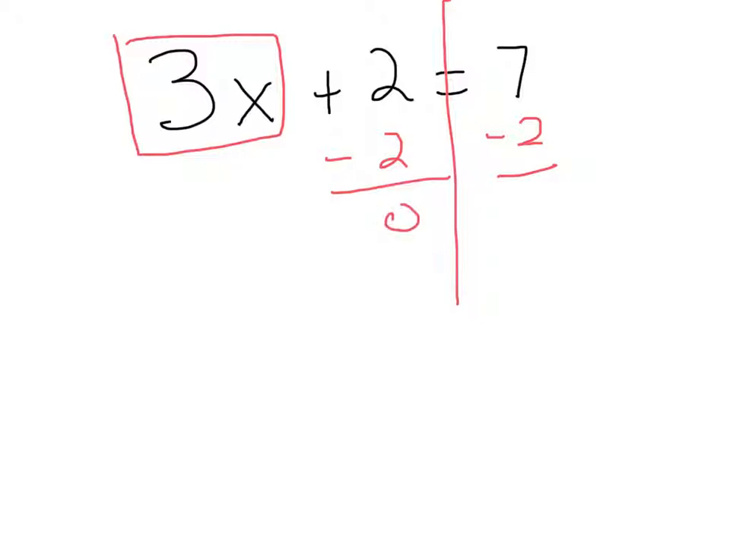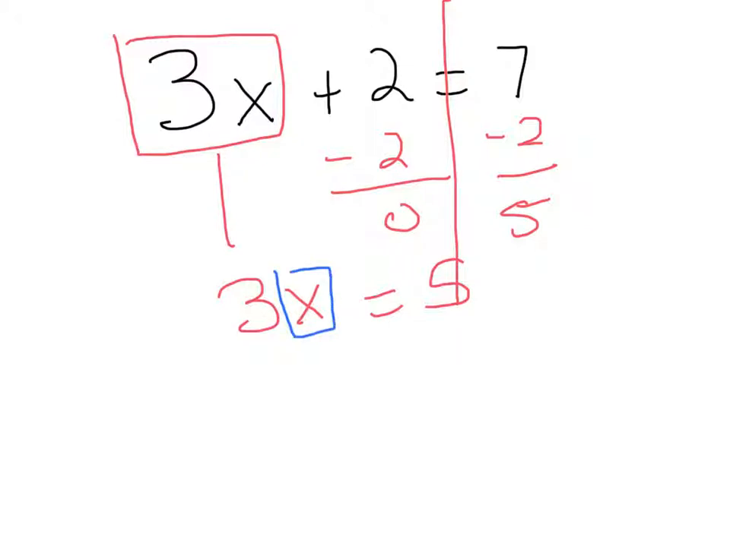So I'm going to get a 0, and here I'm going to get a 5. And then I'm going to bring down my 3x. 3x equals 5. Now it's like having a brand new problem. Once again, only this time there's no other number over here, so I'm just going to circle the x. And now I've got a multiplication problem. The inverse of multiplication is division. So I'm going to divide this side by 3, and I'm going to divide this side by 3.